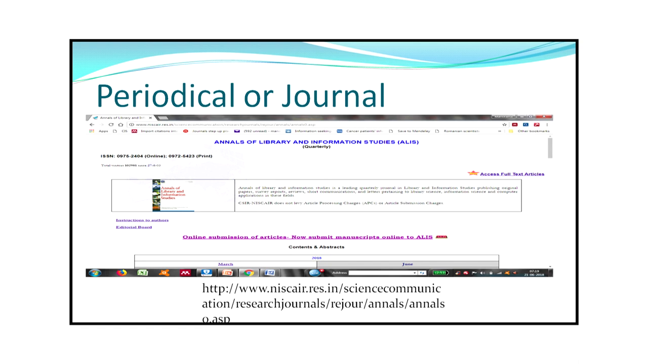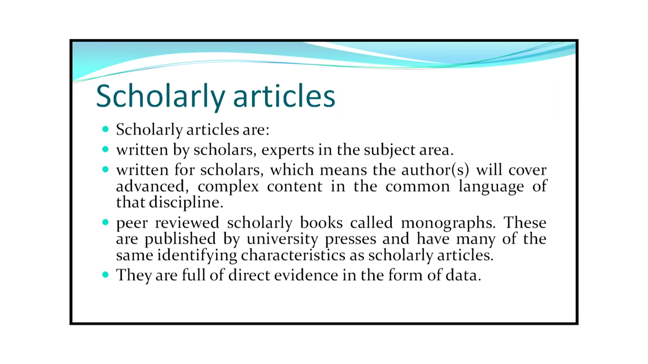Journals or periodicals are known as scholarly journals because they publish scholarly articles. Scholarly articles are written by scholars who are experts in their subject areas, written for scholars, which means the authors will cover advanced, complex content in the common language of that subject area. Articles are peer-reviewed, and peer-reviewed scholarly books are also there, which are known as monographs. These are published by university presses and have many of the same identifying characteristics as scholarly articles. They are full of direct evidence in the form of data.